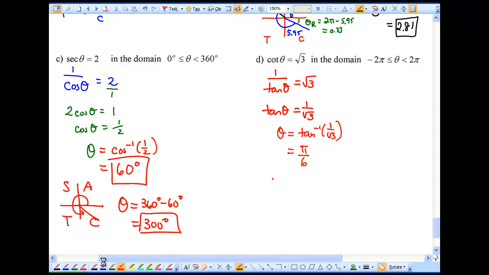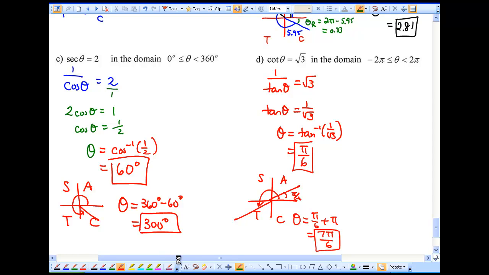And because I'm looking for tangent, and where is tangent positive, we have pi over 6 here in the first quadrant, but there seems to be also another angle over here in the second quadrant. Don't know why I only have one color, but oh well, we'll keep going. That's of course pi over 6 plus pi, which is the same thing as 7 pi over 6. We would be done with 2, but unfortunately my domain said go between negative 2 pi and 2 pi.